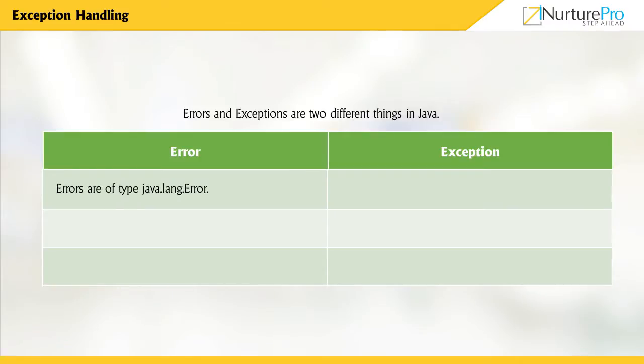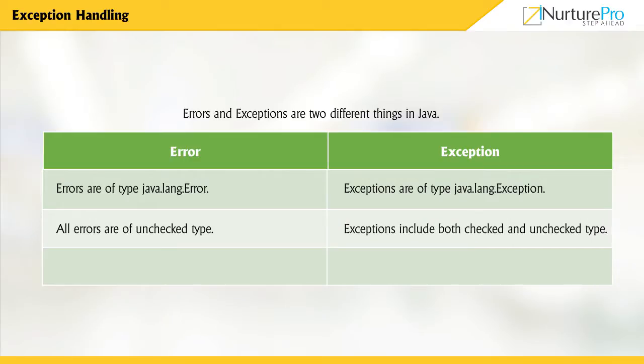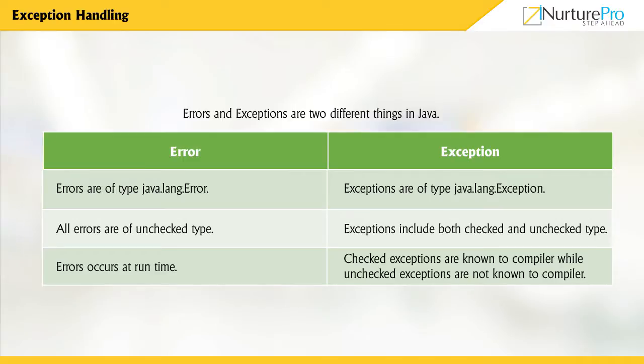Errors in Java are of type java.lang.Error, while exceptions are of type java.lang.Exception. All the errors in Java are of the unchecked type, whereas Java exceptions include both checked and unchecked types. Errors occur at runtime when the Java compiler compiles the program code, but in the case of exceptions, it depends upon the type of the exception.